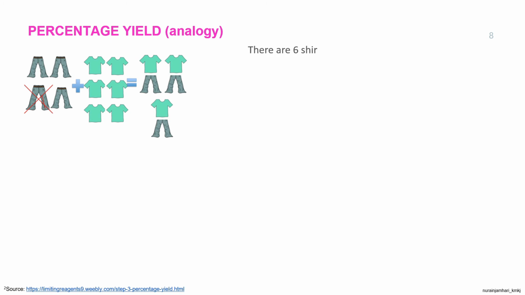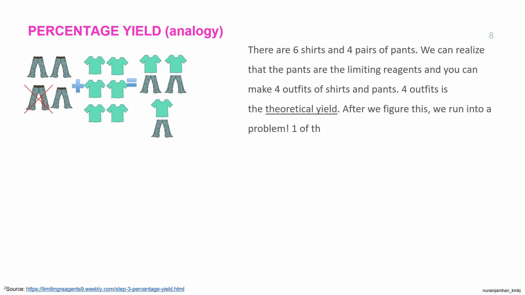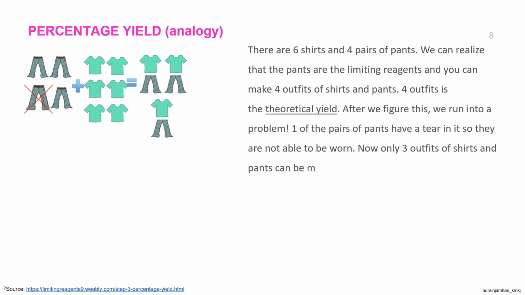There are 6 shirts and 4 pairs of pants. We can realize that the pants are the limiting reagents and you can make 4 outfits of shirts and pants. 4 outfits is the theoretical yield. After we figure this, we run into a problem. One of the pairs of pants have a tear in it, so they are not able to be worn. Now only 3 outfits of shirts and pants can be made. 3 outfits is the actual yield.